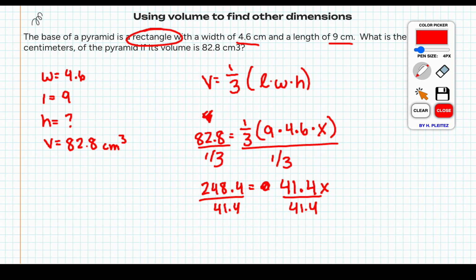And when we do that, we're going to get that 6 is equal to our height. Okay.